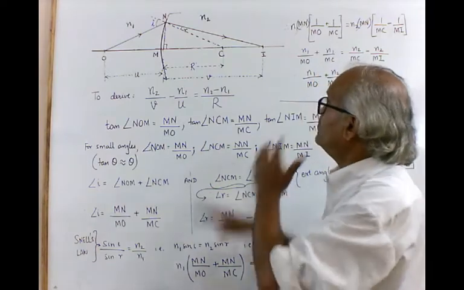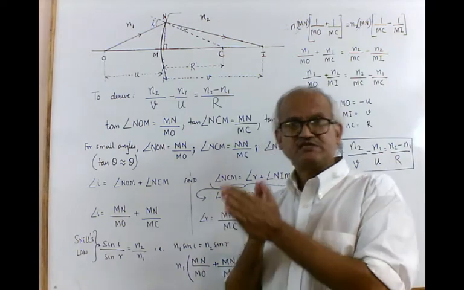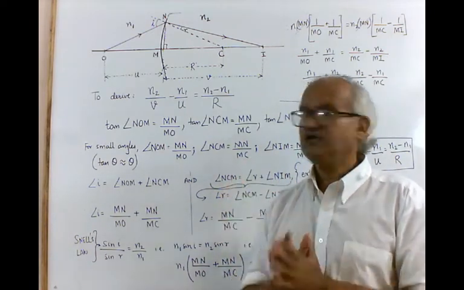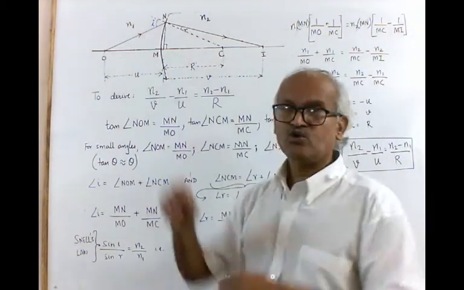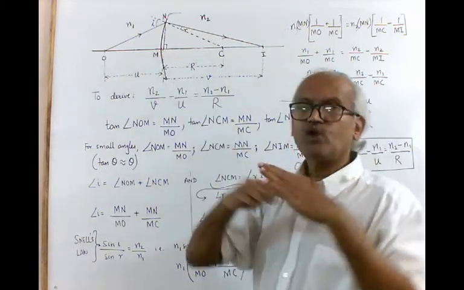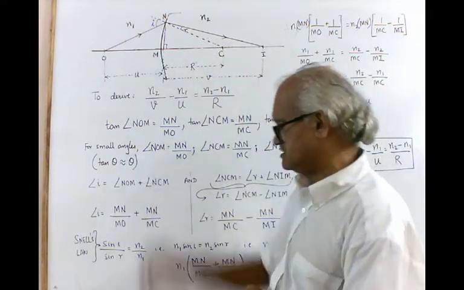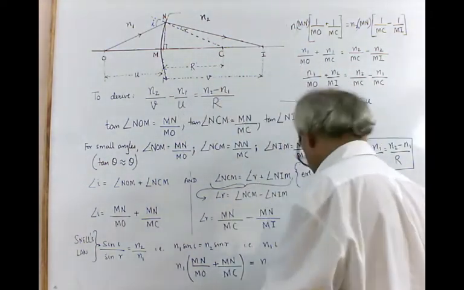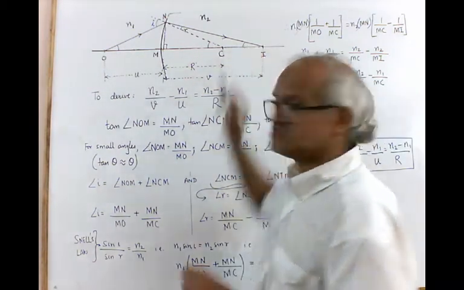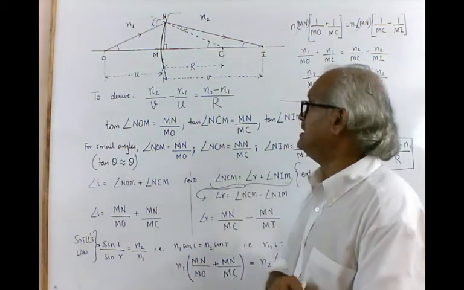Now, as we have always said, for all our derivations in this chapter, we are going to consider what are called paraxial rays, which means rays which are going very close to the principal axis, almost parallel to the principal axis. And so all these angles, let us mark these angles, all these angles are very small angles. So that is an important assumption that we are making.